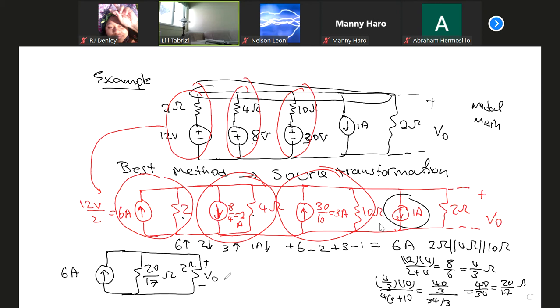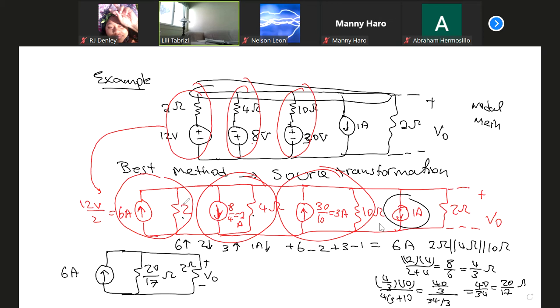Do you have any questions so far? This was the FE question. Why did you say the source transformation is the best method? Because I can't do anything else. Notice that if you want to, you can use nodal, but then you end up with equations and unknowns. I mean, you have only one node here, actually one equation, one unknown. With source transformation, algebraically, I don't get equations and unknowns.